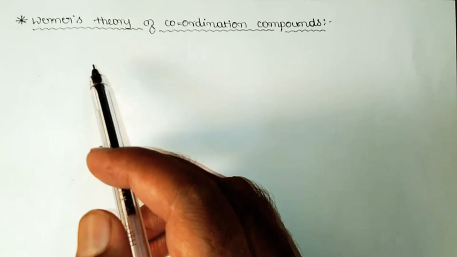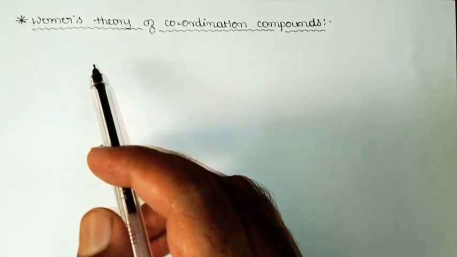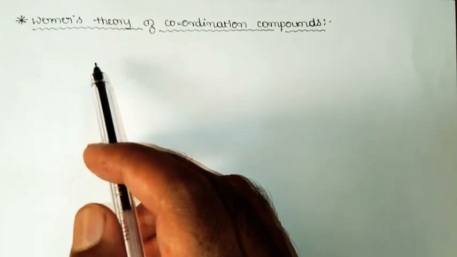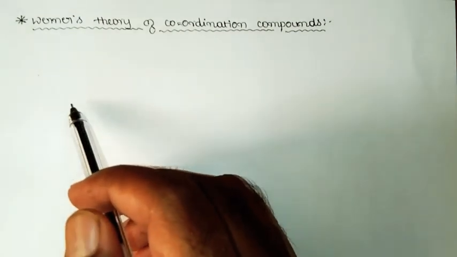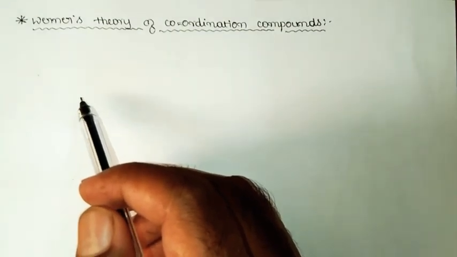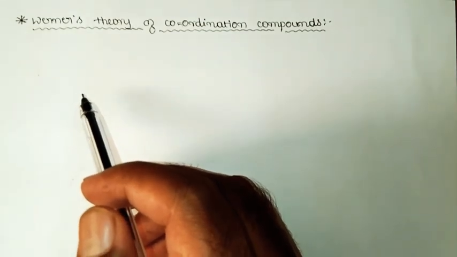In this video, we shall try to learn about two important things. One is Werner's theory of coordination compounds, and number two, the meaning and calculation of effective atomic number of the given complex compound. So now we shall directly enter into the concept.